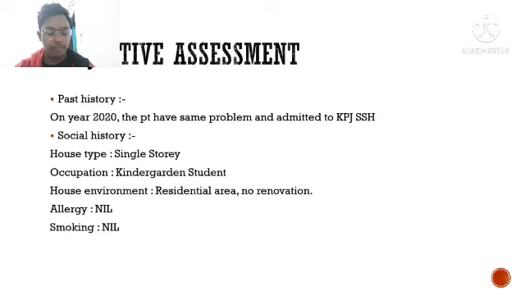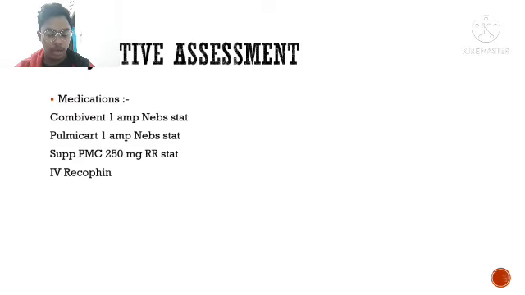There's no allergy. He is not smoking. The medication given is Convenient 1 amp nebulizer and Bath makeup 1 amp nebulizer start, then sub PMC, and then IV Resopin.